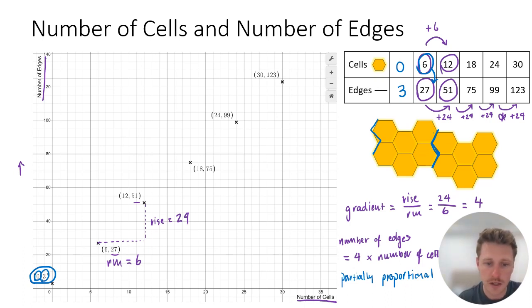But having said that, we do have our rule. What we need to add is we just need to add 3. So this is our rule now. The number of edges is equal to 4 times the number of cells plus 3. And we said that that's partially proportional because we're having to make that adjustment, that plus 3. So that makes it partially proportional. Okay, let's have a look at the next one.